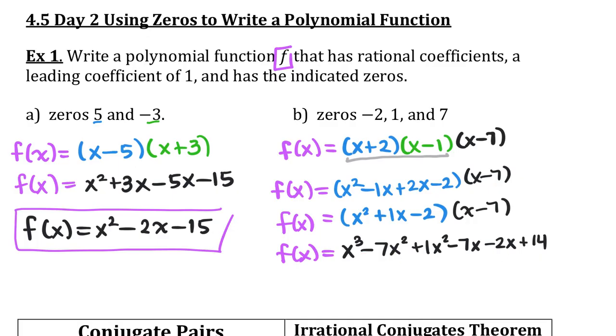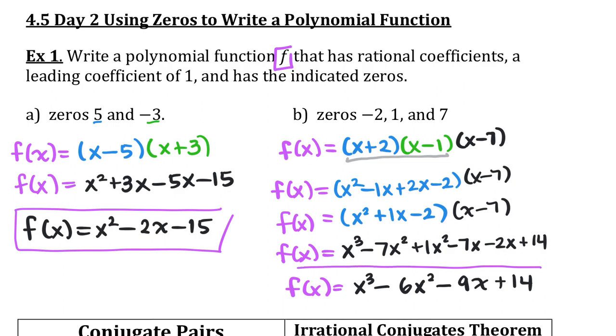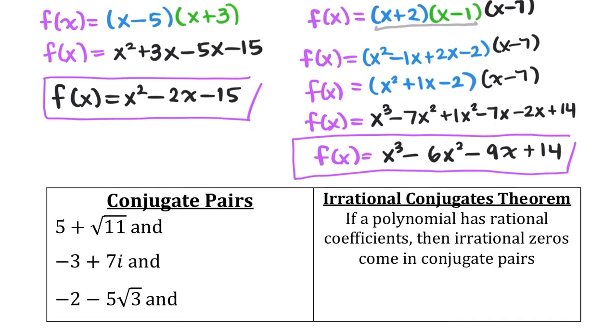Let me look for like terms, and I'll write my polynomial. X cubed minus 6x squared minus 9x plus 14. And just like the first one, I called it f. It has rational coefficients because the coefficients are 1, negative 6, negative 9, and 14. And the leading coefficient is a 1 because it's x cubed. So that's my answer. Okay, now we're going to get to a fun theorem.